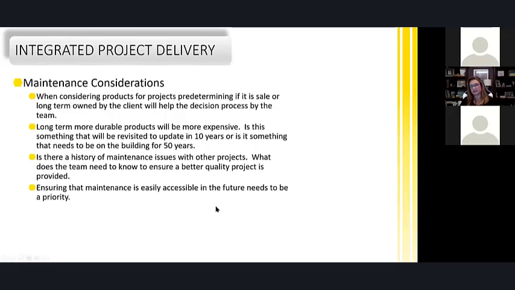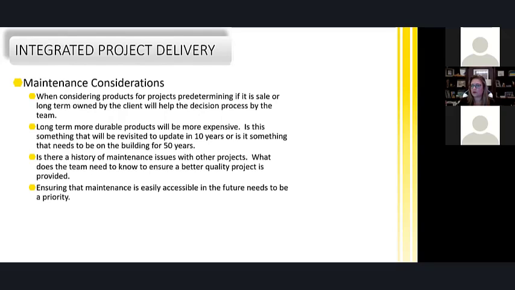And then that leads into maintenance considerations. Depending on what's being considered for the project, is it going to be a predetermined sale? If it's going to be a sale, then we might consider products differently. We might go for more expensive, flashier products that may need to be replaced in the future, but it'll sell better. If it's going to be owned by the client long-term, and I have several of these projects now where the clients maintain them as rentals, then we process the decision-making differently. Where do you want to have long-term materials, and where do you need to do replacement maintenance? And that's going to drive your costs in different directions.